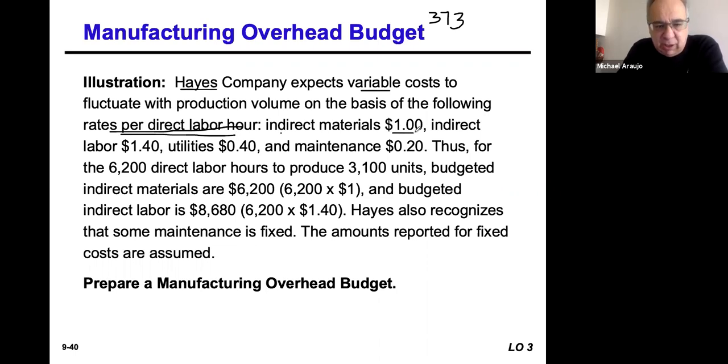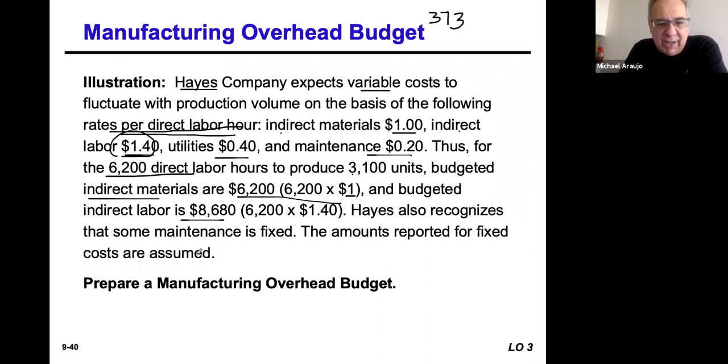Indirect materials are $1 per labor hour. Indirect labor is $1.40 per labor hour. Utilities are 40 cents per labor hour, and maintenance is 20 cents per direct labor hour. Thus, for 6,200 direct labor hours that are needed to produce the 3,100 units that we just did in the other budget, indirect materials are going to be $1 per hour, so another $6,200 are going to be added to that in variable costs, right? And indirect labor is going to be 8,680, which is $1.40 times the hours.